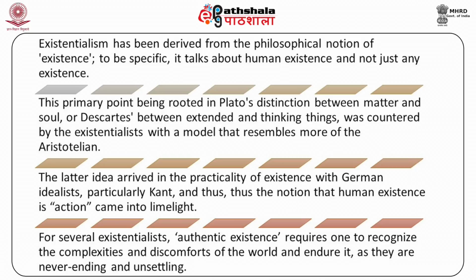This primary point, being rooted in Plato's distinction between matter and soul, or Descartes' between extended and thinking things, was countered by the existentialists with a model that resembles more of the Aristotelian. The latter idea arrived at the practicality of existence with German idealists, particularly Kant, and thus the notion that human existence is action came into limelight. For many existentialists, authentic existence involves a certain tension to be recognized and lived through but not resolved.